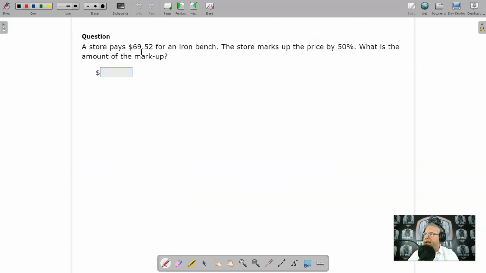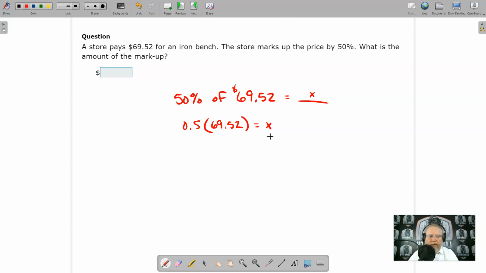A store pays $69.52 for an iron bench. The store marks up the price by 50%. What is the amount of the markup? So the amount of the markup is 50% of $69.52. It equals some number, but we'll call it x. So let's convert this over. 50% as a decimal is 0.5. Of means to multiply. We're going to multiply times 69.52, and that's going to equal our value x, which is the price of the markup that we're looking for.